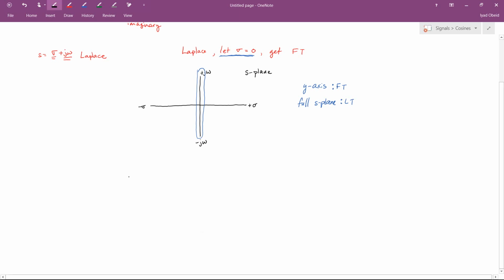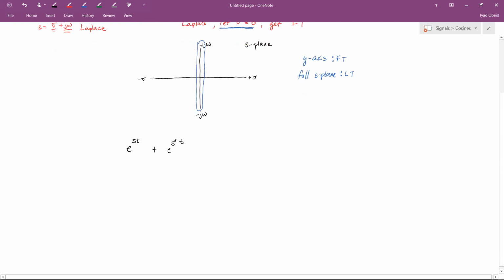So instead of having e to the j omega t and e to the negative j omega t, what if we had e to the st and e to the s conjugate t? Okay, so let's examine that and see what happens.